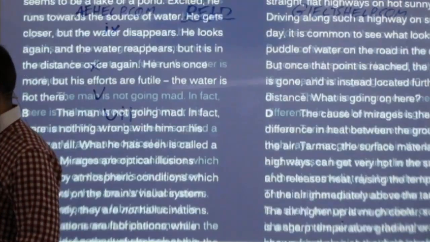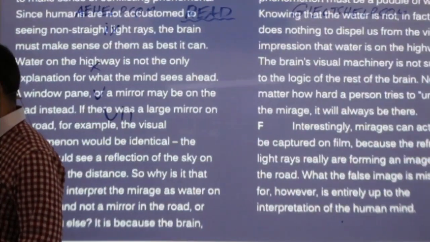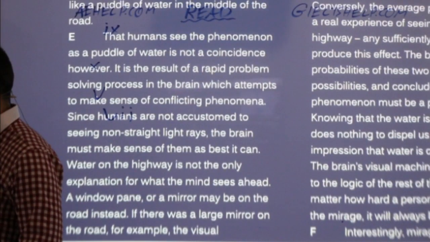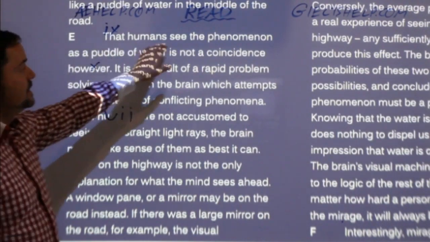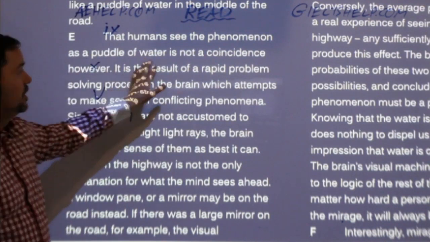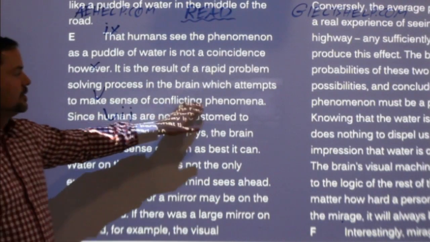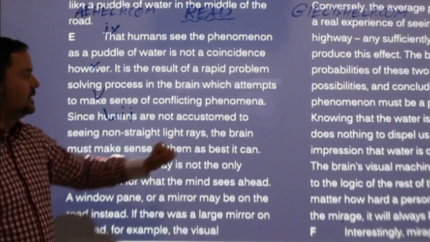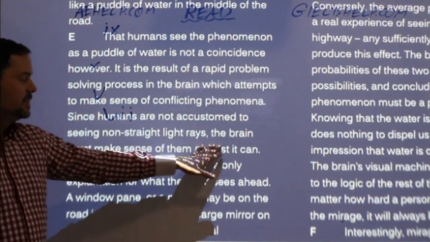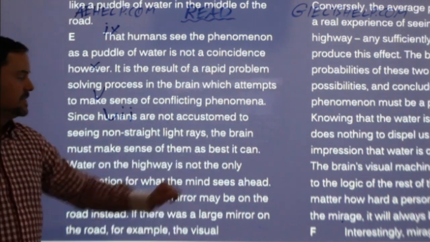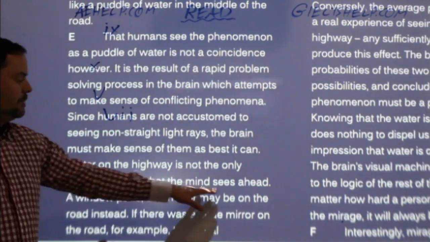That's what should happen. All right, students, we're a bit short on time, so let's read the rest of this passage and then you can do the remainder at home. So here we go. Read with me. That humans see the phenomenon as a puddle of water is not a coincidence, however. It is the result of a rapid problem-solving process in the brain which attempts to make sense of conflicting phenomenon. Since humans are not accustomed to seeing non-straight light rays, the brain must make sense of them as best it can.